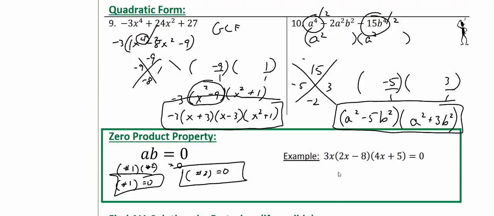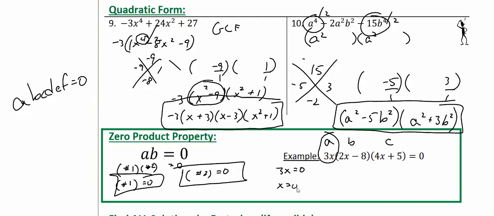So if I look at my example here, I have 3 things that are being multiplied together. So this is A, this is B, and this is C. In this case it's three factors, but if it's A, B, C, D, E, F equals 0, then that means one of them could be 0, or all of them could be 0, or some combination. So the same thing here. I take each thing individually. I take the A piece, which is 3x equals 0. Divide, I get x equals 0.